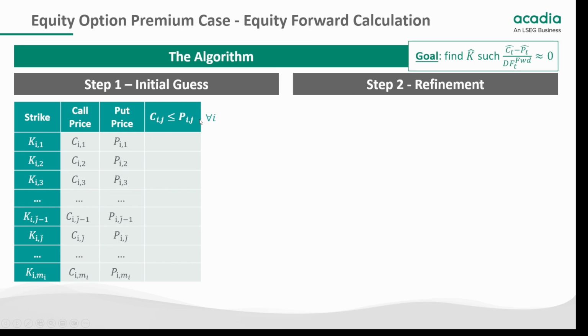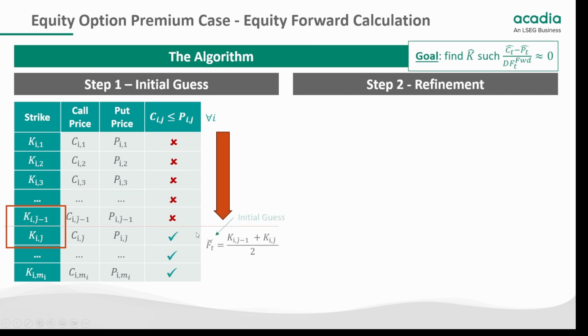Here, we make a first guess at the forward price by taking the midpoint of two strikes from the quotes, which should be around the at the money forward value. To do that, we iterate through all quote pairs for this expiry from the lowest strike to the highest strike, and we stop when the call price becomes lower than or equal to the put price. When we find that strike, we take the middle point between this strike and the previous strike, and that's our initial estimate for the at the money forward price.